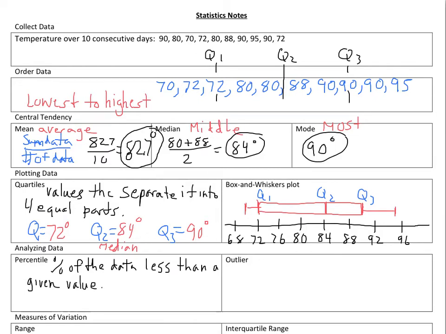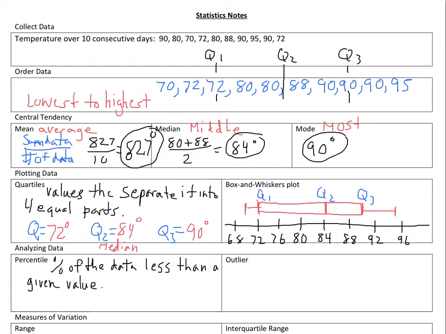So what I mean by that is, what percent of the data is below a given value? So let's say 96. What percent of your data is below 96? 100%. Okay, what percent of your data is below 40 degrees? 0%. Okay, what percent of your data is below 84? 50%. Sorry, I said the wrong number. Percentile tells us what percent of the data is below or less than a given value.